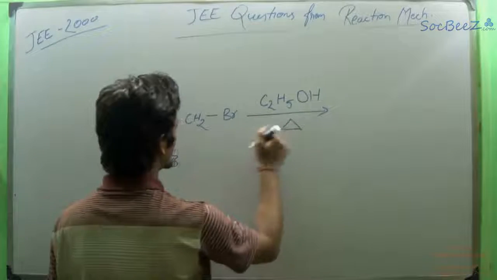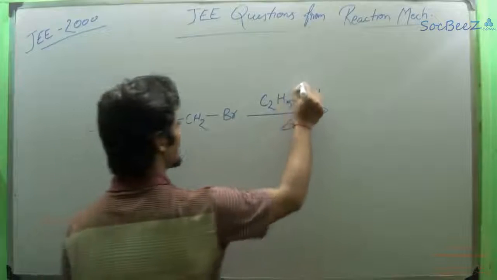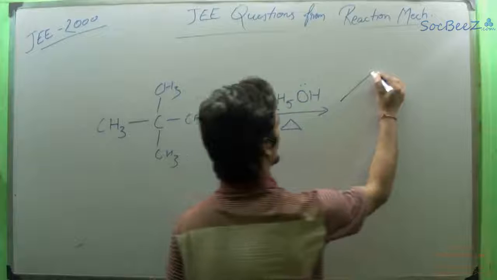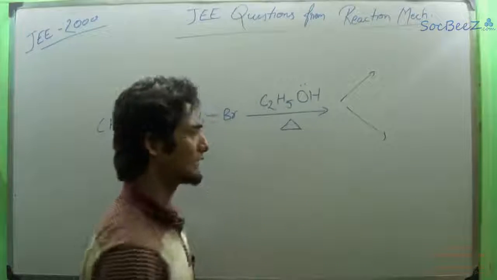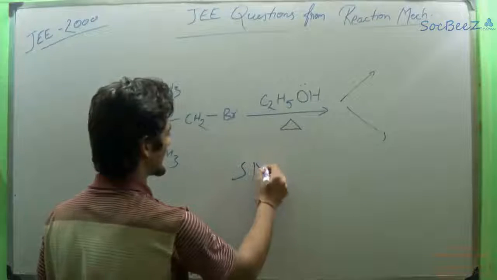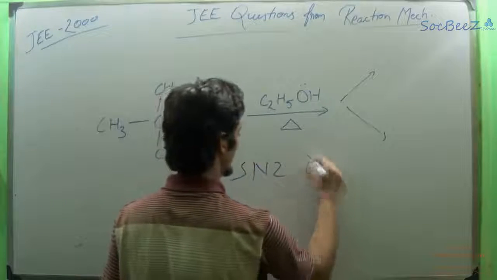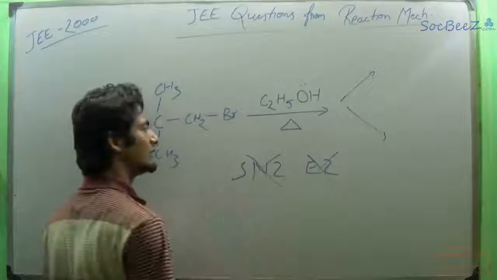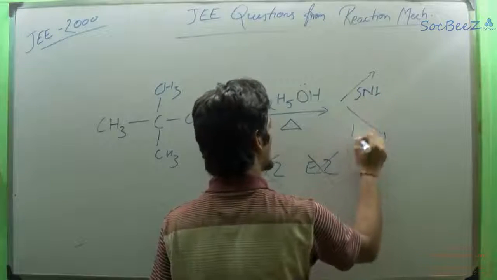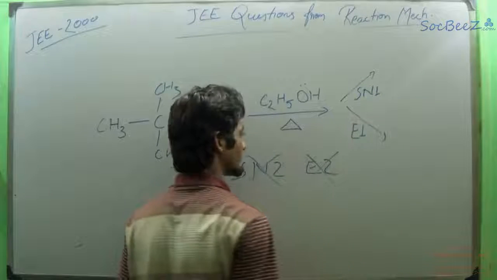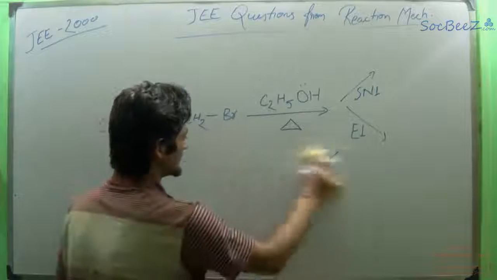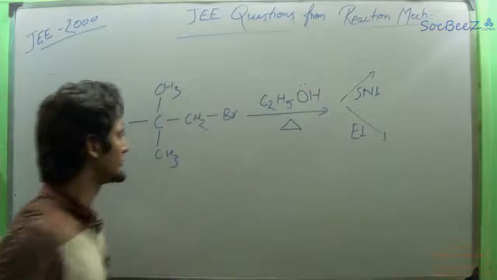Heat is given and it's a protic solvent. So there are two possibilities. Obviously, it's not a strong nucleophile or a strong base, so we cannot have SN2 or E2. Both these possibilities are eliminated. The only two possibilities are the SN1 reaction or an E1 reaction. Both of these are two-step reactions.